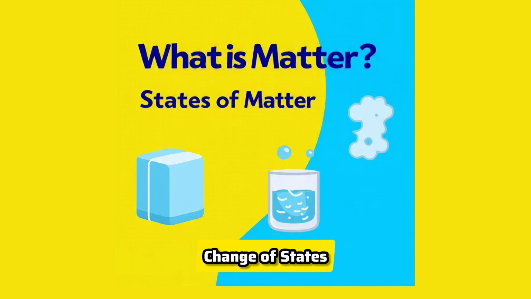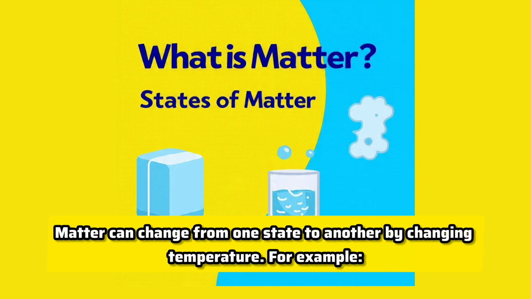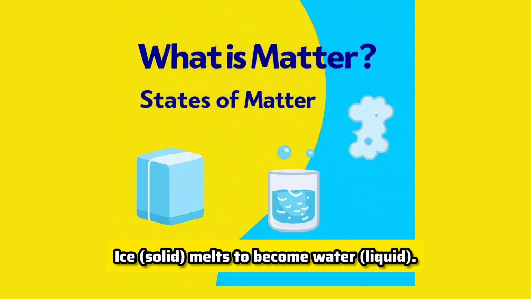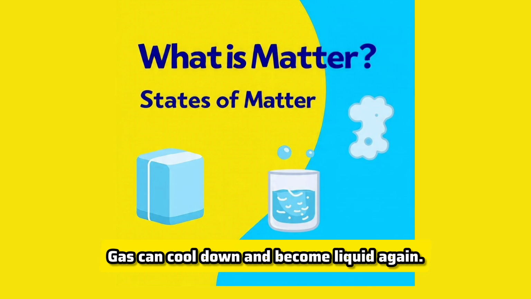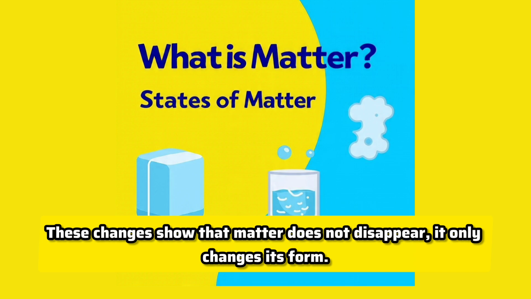Change of states. Matter can change from one state to another by changing temperature. For example, ice, a solid, melts to become water, a liquid. Water boils and becomes steam, a gas. Gas can cool down and become liquid again. These changes show that matter does not disappear, it only changes its form.